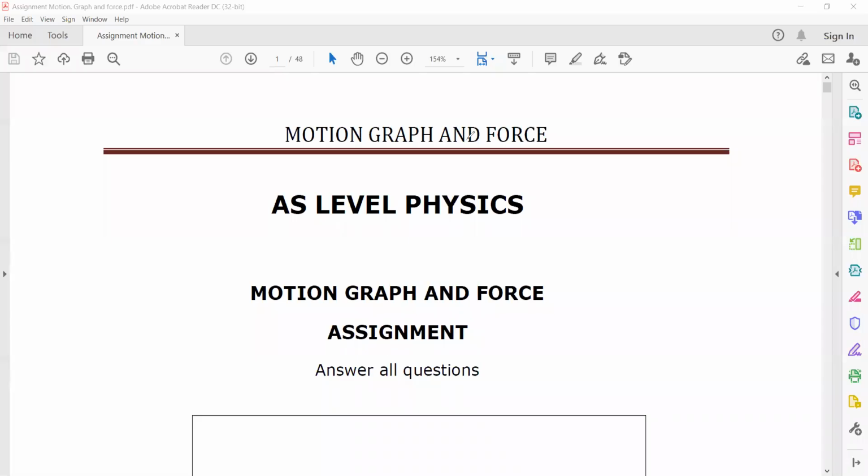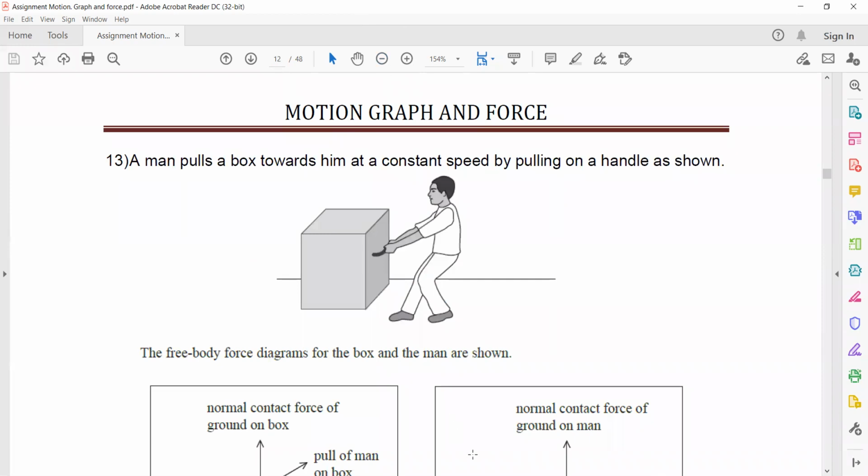Good afternoon. This one is a base level physics assignment related to motion, graphs, and force. Yesterday I discussed the first 12 questions. Today, 12 onward. So, question 13.